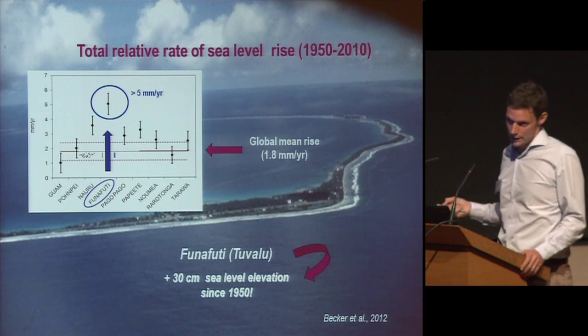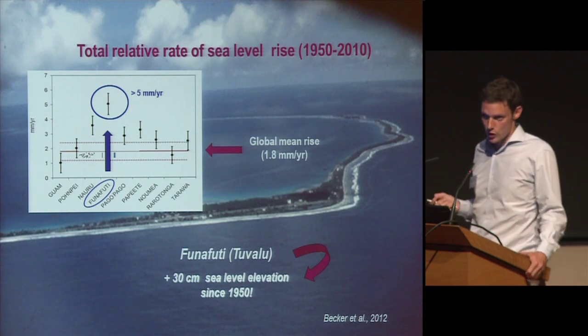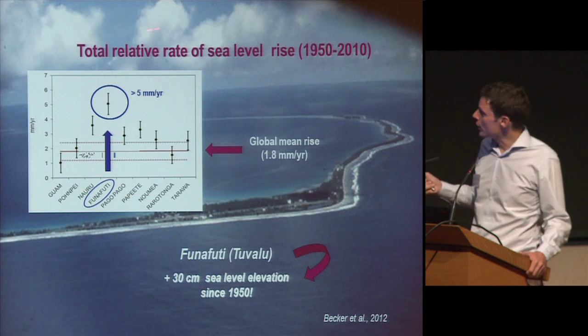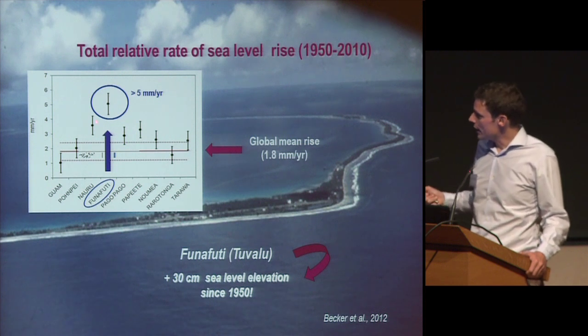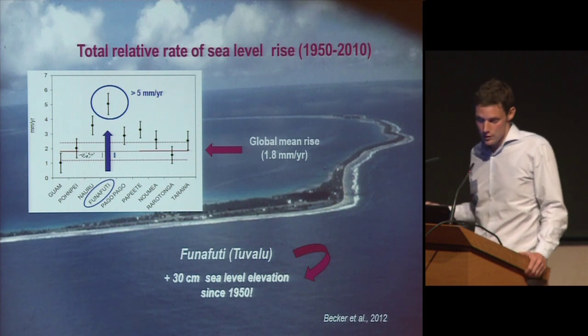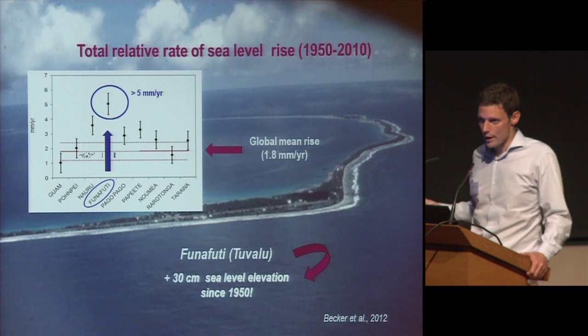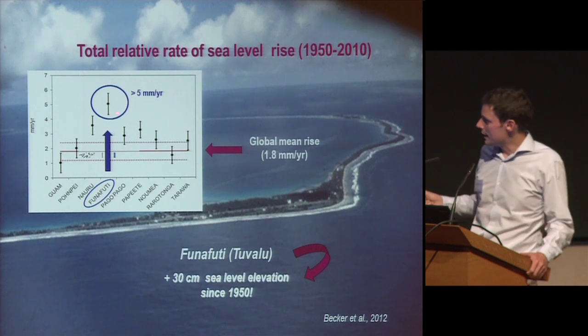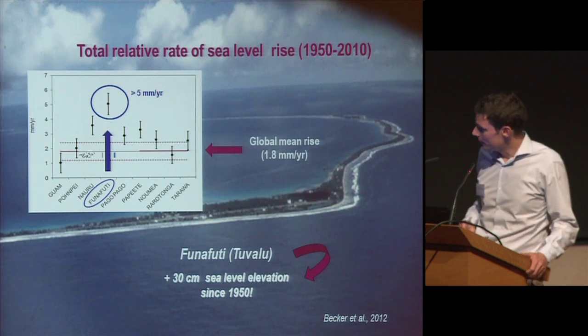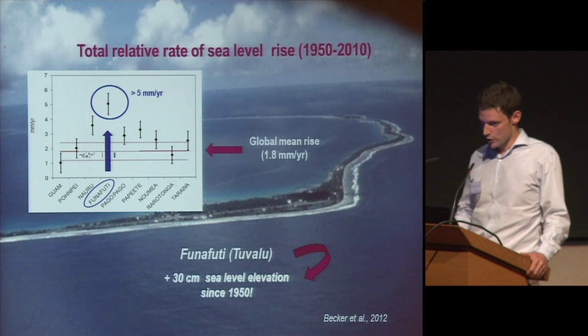So what does it mean? It means that actually the vertical crustal motion is an important factor for the total relative sea level rise. And when we add this factor, in general, we have a total sea level rise that tends to be significantly different from the global sea level rise. In the case of Funafuti, Funafuti experienced a climate-related sea level rise of 4 millimeters per year, and now when we add the vertical crustal motion, we get up to 5 millimeters per year over the last 6 decades, which is pretty big.